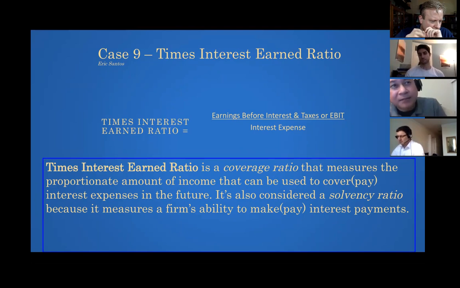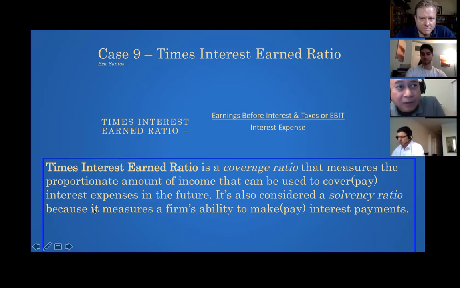So let me take a step back. The times interest earned ratio is equal to your earnings before interest and taxes, or EBIT. Again, it's E for earnings, B for before, I for interest, and T for taxes. You could go further, and it's EBITDA, and you could also include depreciation and amortization. But in this sense, it's just earnings before interest and taxes. So if you took out interest and add it back in, that's going to be divided by interest expense.